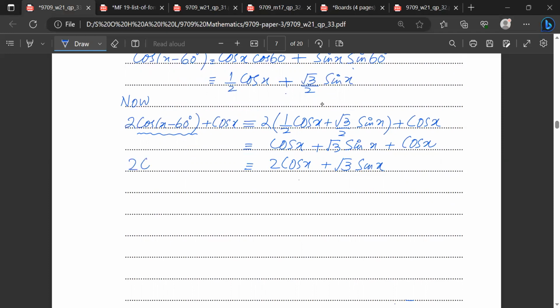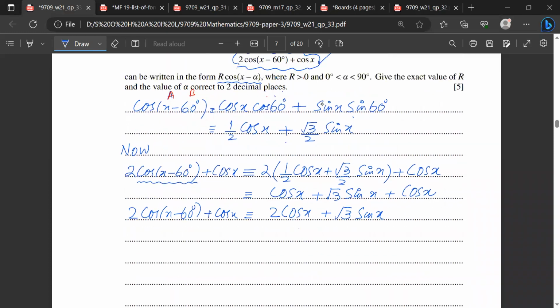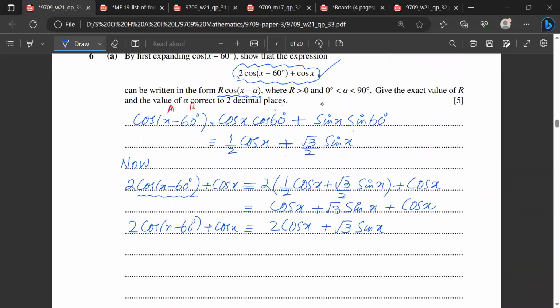So it means that 2 cos(x minus 60) is now in a different expression, an alternate expression. But the required form is entirely different: it is r cos(x minus alpha), where r is positive and alpha is an angle between 0 and 90 degrees. So how to write this? There are two methods. You can show the detailed working, or there is a shortcut, a tip, that you can apply.